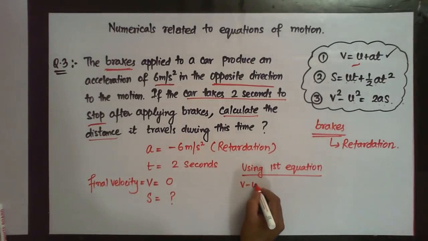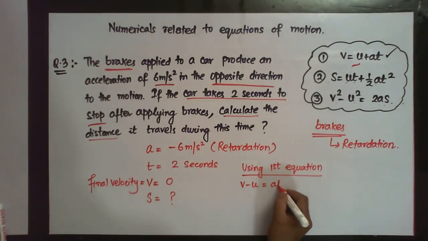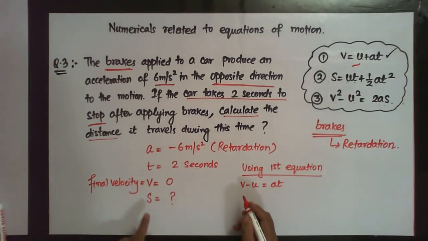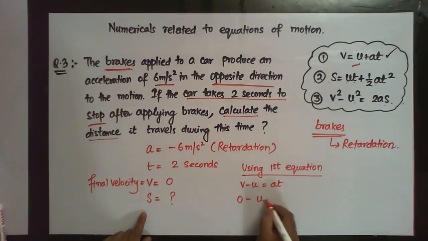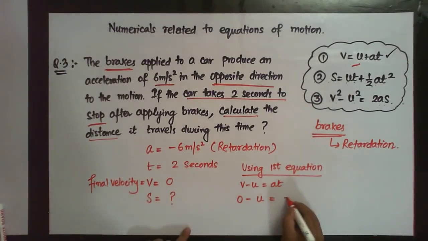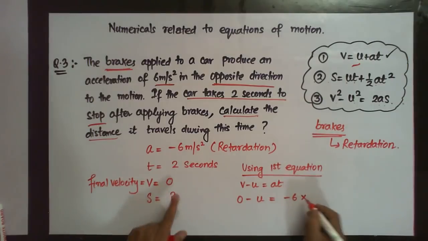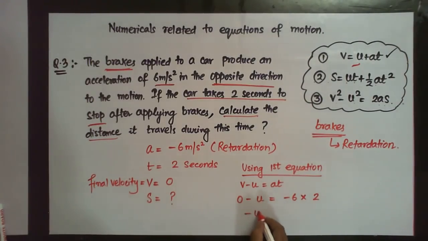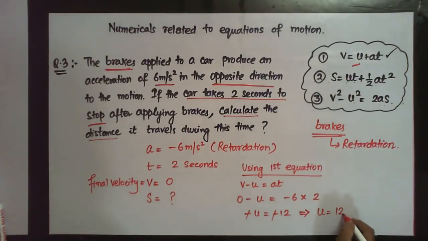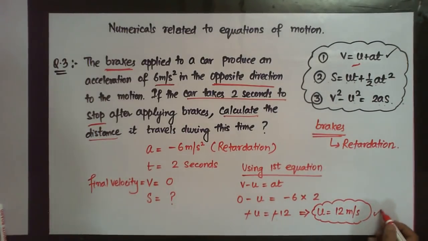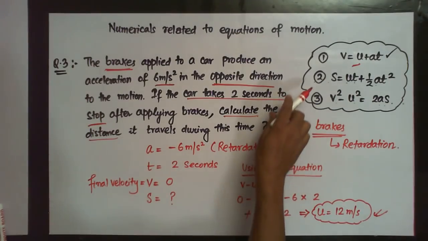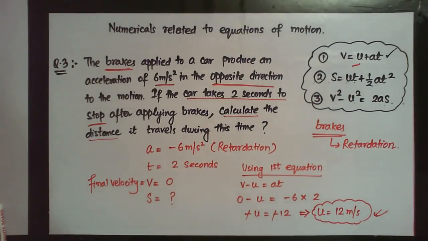V minus U is equal to AT. So 0 minus U is equal to A, which is minus 6, multiplied by T, which is 2. So minus U is equal to minus 12. So minus gets cancelled. We get U is equal to 12 meter per second. So this value is known now. Now once the value of u has been calculated, you can use the second equation of motion or the third equation of motion.